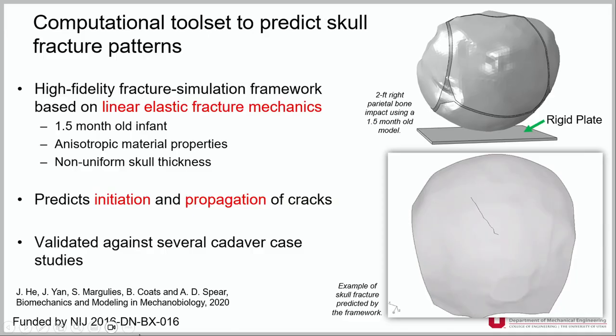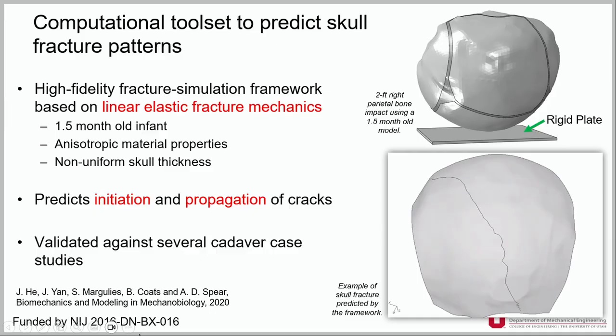There we go. So we're actually predicting the crack growth, and it's highly dependent on the impact location, the angle of impact, the height of the fall. So all of these factors go in, and our model can predict both the initiation and the propagation of the crack. We validated it against several cadaver case studies where they had documented skull fracture patterns in infants, and it did quite well.